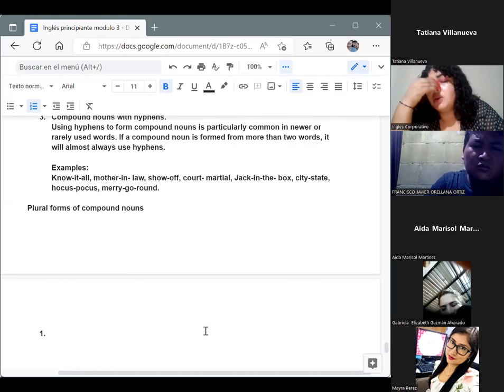And in this case, we're going to use the same rule that we use for the plurals, adding S or ES at the end of the noun. Le vamos a agregar simplemente S o ES.